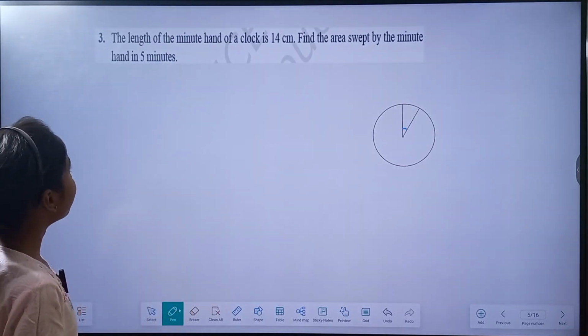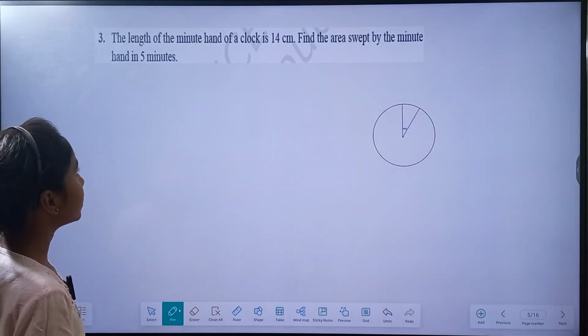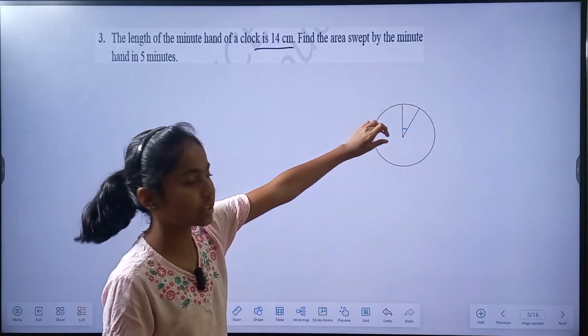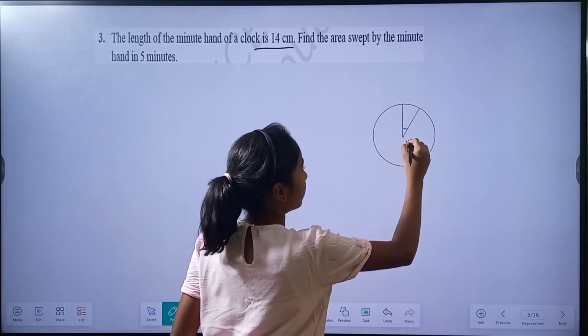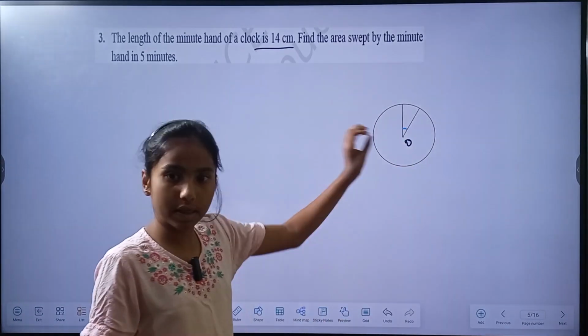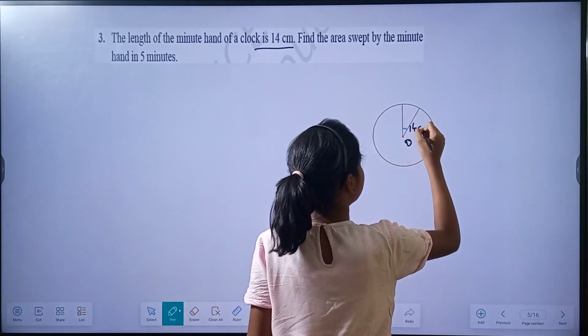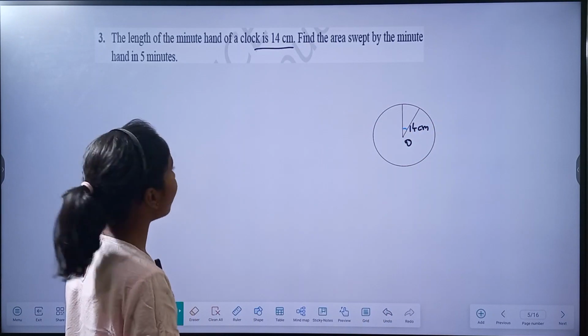Find the area swept by the minute hand of a clock. The length of the minute hand is 14 centimeter. If O is the center of the clock, the length of the minute hand is the radius of the circle, which is 14 centimeter. Find the area swept by the minute hand in 5 minutes.